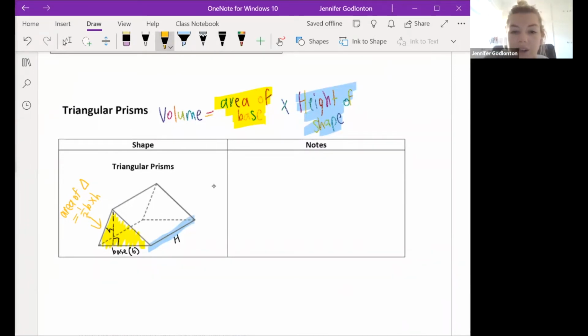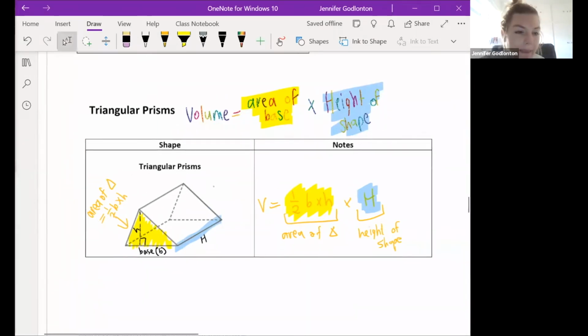Okay. So if I'm working out my volume over here, it's going to be half base times height times big height. So that's the height of my shape. And that is the area of my base. So that's the area of the triangle. And that is the height or length of shape.